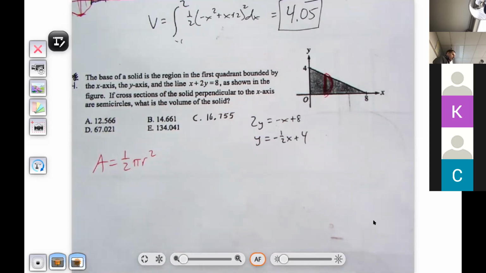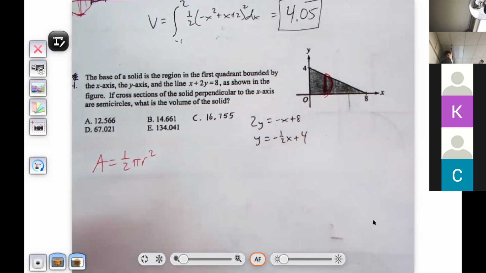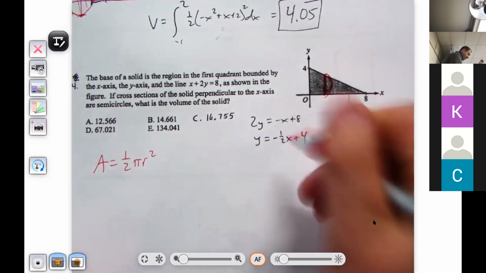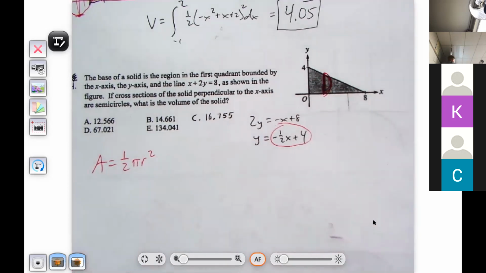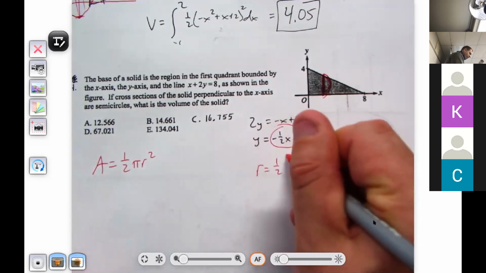I'll explain why. It's very common that students would think r is -1/2 x plus 4. But what is -1/2 x plus 4? That's the diameter of the circle. This length right here from the line to the x-axis is the diameter of that semicircle, and that's not what I want. The radius is half of that.